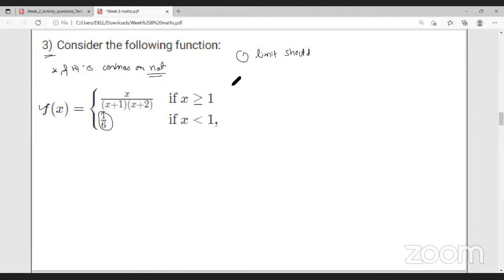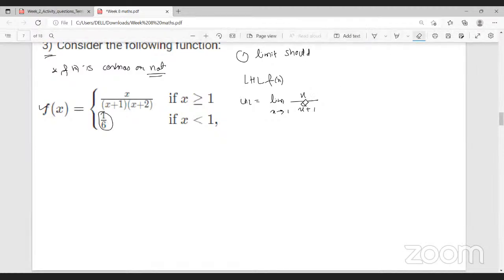So what is the left hand limit for this f of x? As x tends to 1 from the minus side, the left hand limit will be 1 by 6, right?